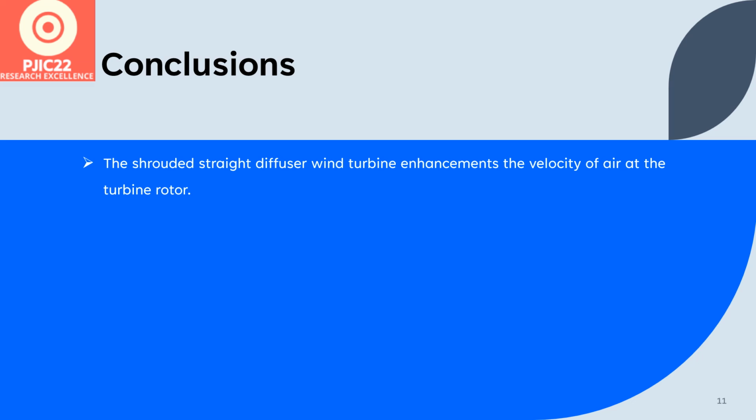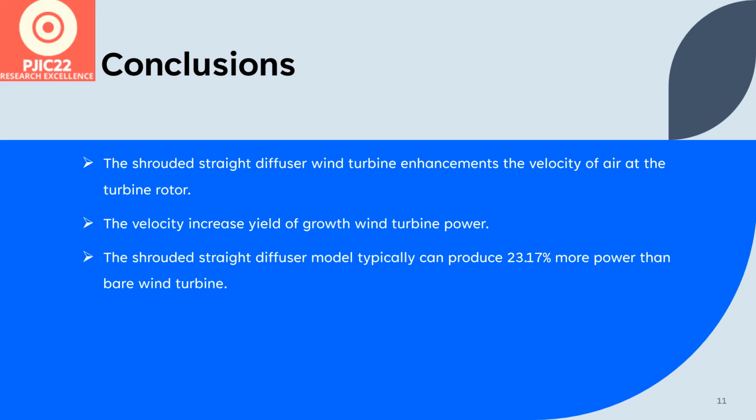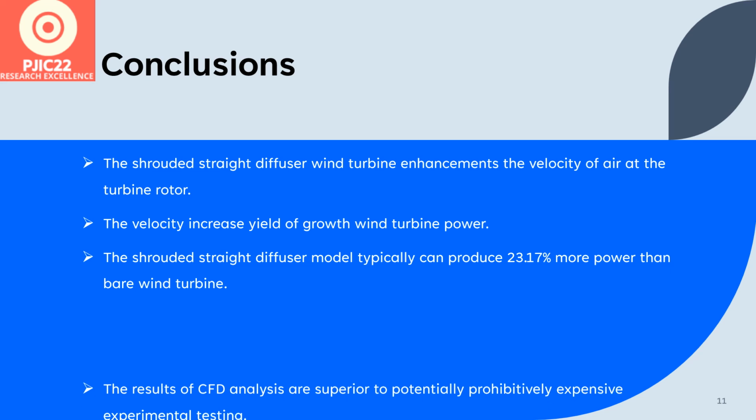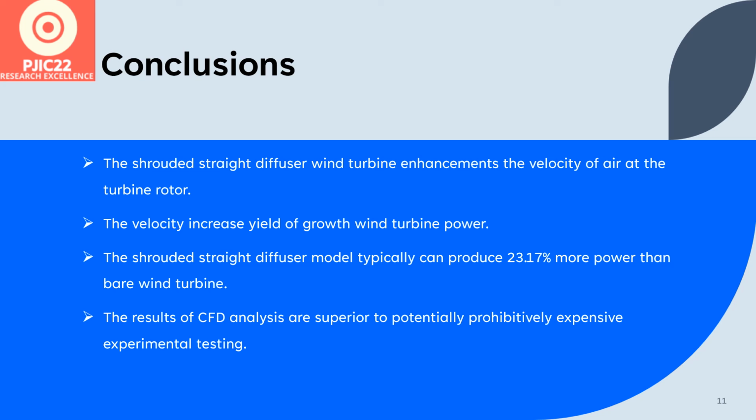The conclusions of this article are: the shrouded straight diffuser wind turbine boosts the velocity of air at the turbine rotor. As a result, the velocity increase yields an intensification of wind turbine power. Hence, when compared to the bare wind turbine, the shrouded straight diffuser model can typically produce about 23.17% more power. Thus, CFD analysis produces better outcomes than potentially prohibitively expensive experimental testing.